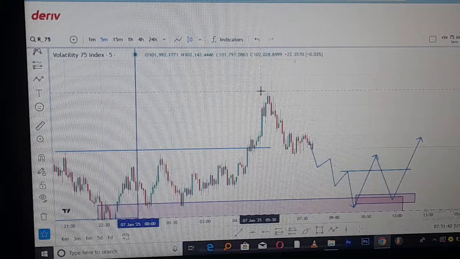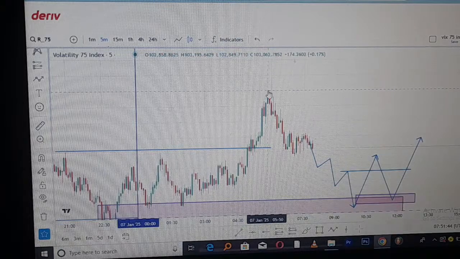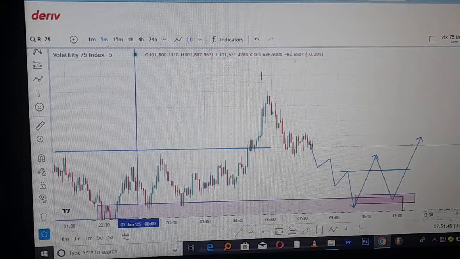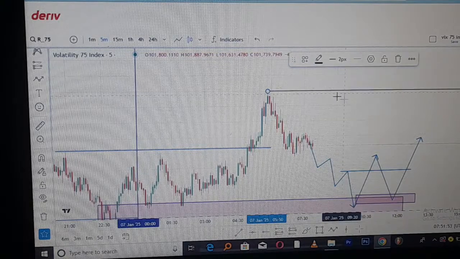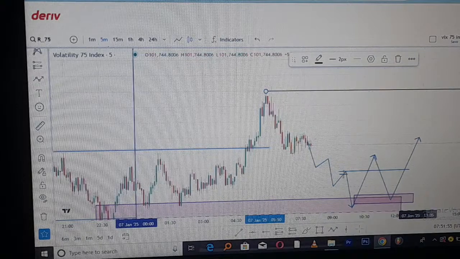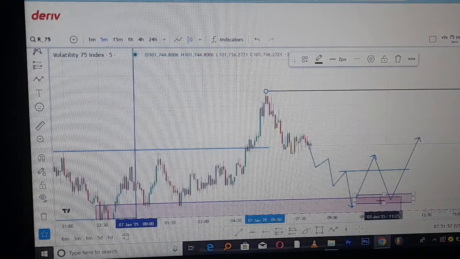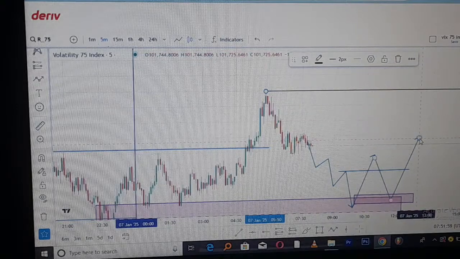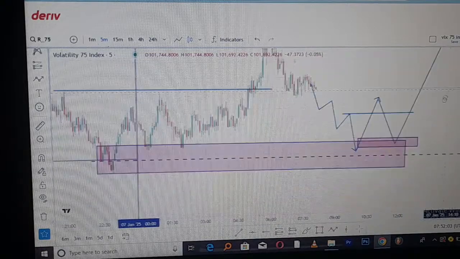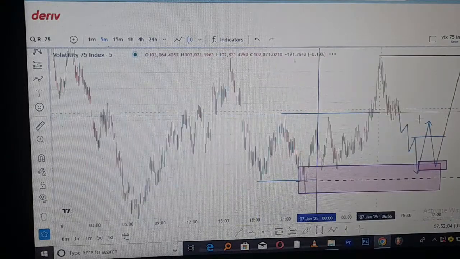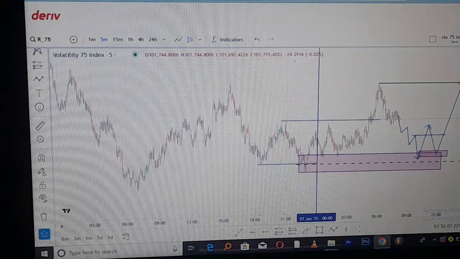So this is the setup. This is the setup, and what we have to wait for is to give the market the time to come to this area. When it comes around this area, that is going to be our entry point, and this one is going to be our target. That is the 75 index. Yeah, a simple and easy strategy that you can always use, and then you make the bag.